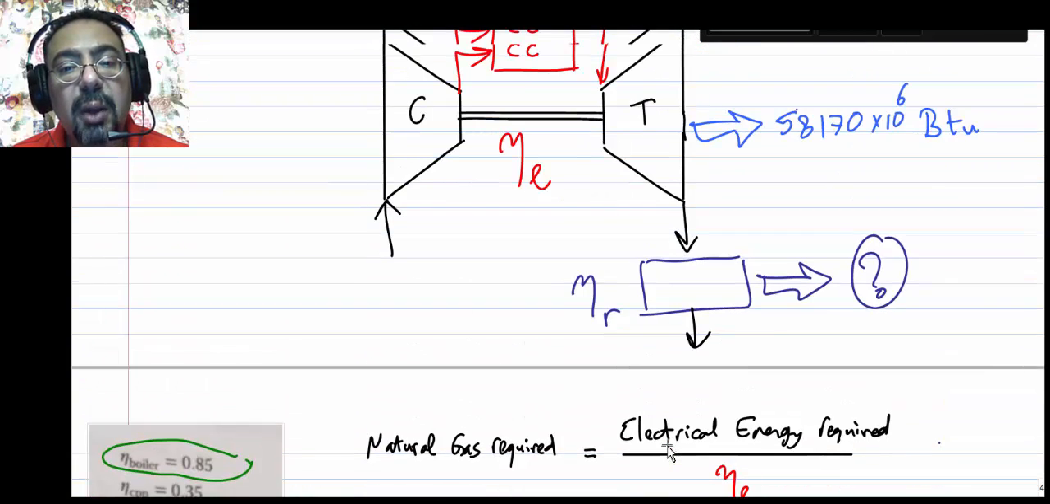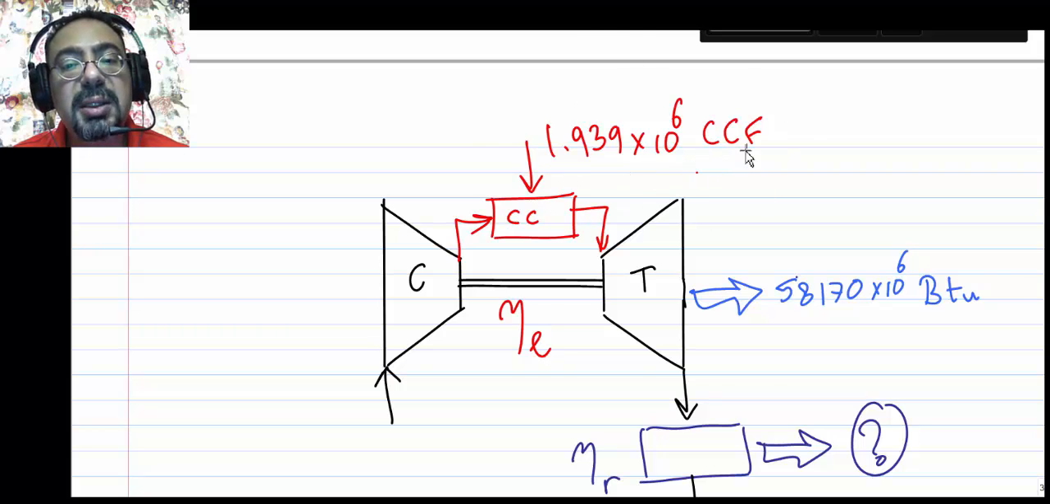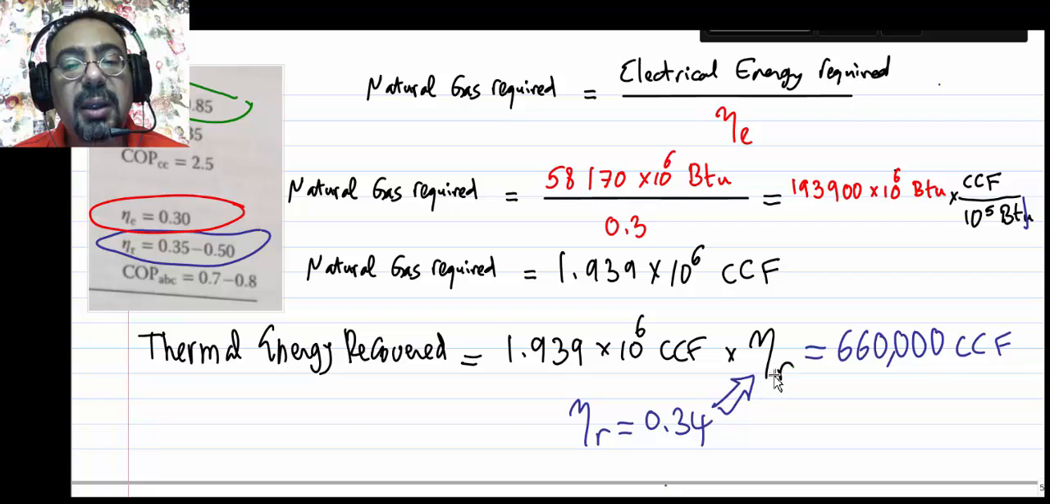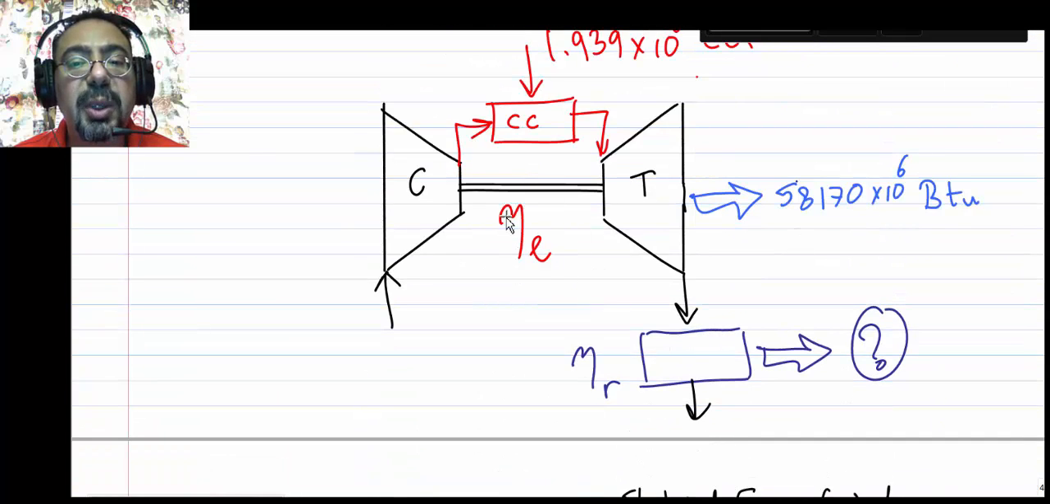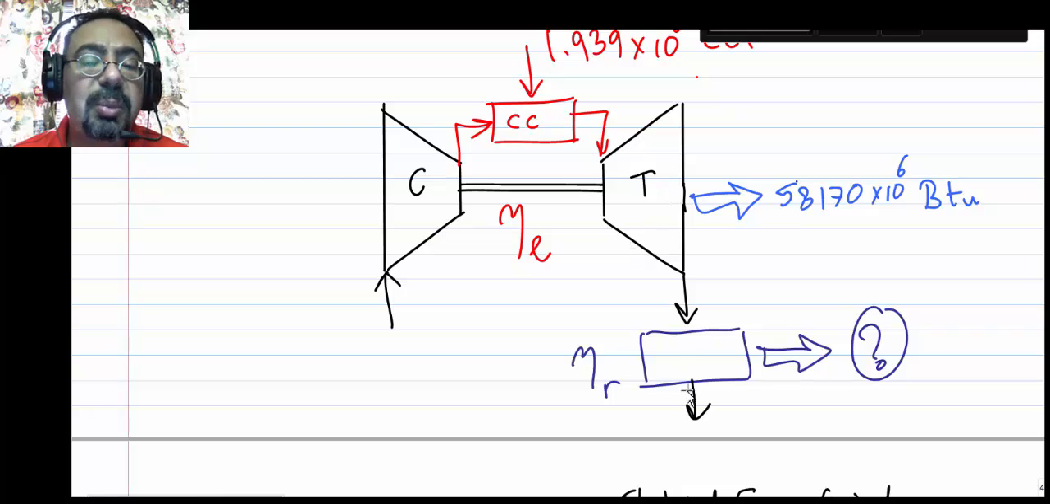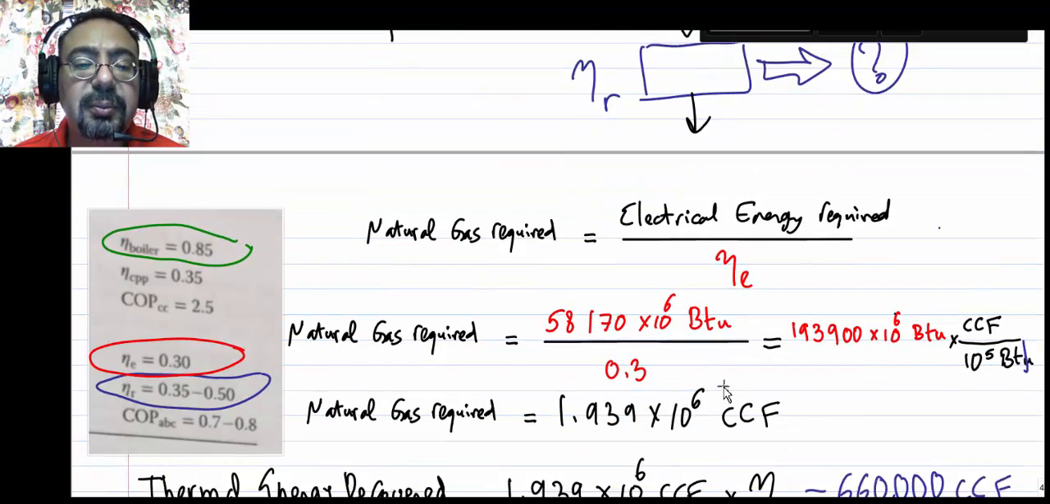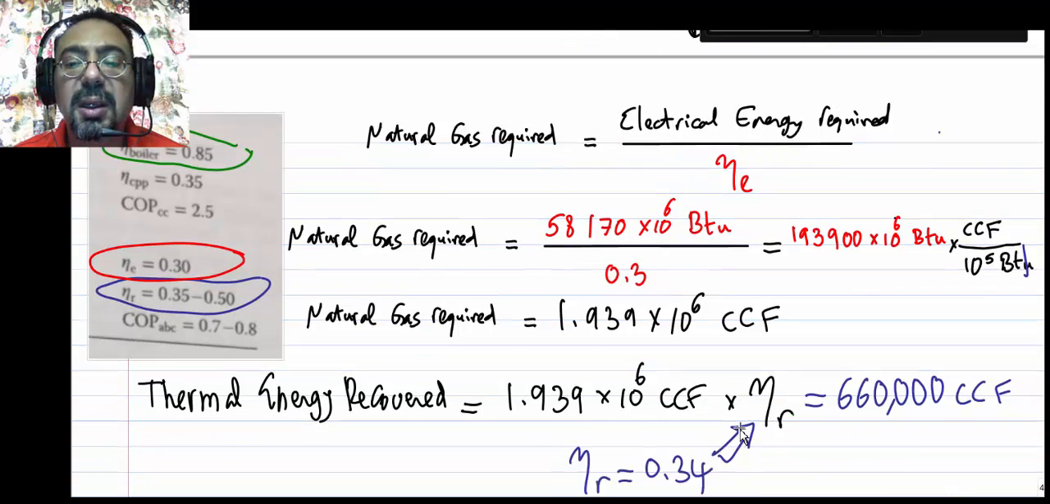So out of the 1.9 million CCF, if you multiply by ETA recovered, you get how much thermal energy is recovered. Make sense? So why not all of it? Why did I just say that 30% is going this way and 70% is going that way? You will not be able to recover everything. If you recovered everything over here, then the air would be leaving at room temperature to start with, and don't forget there is 10% that doesn't burn to start with and is moving as unburned hydrocarbon. So there is no way you can recover everything. The typical number is 0.35 to 0.5.